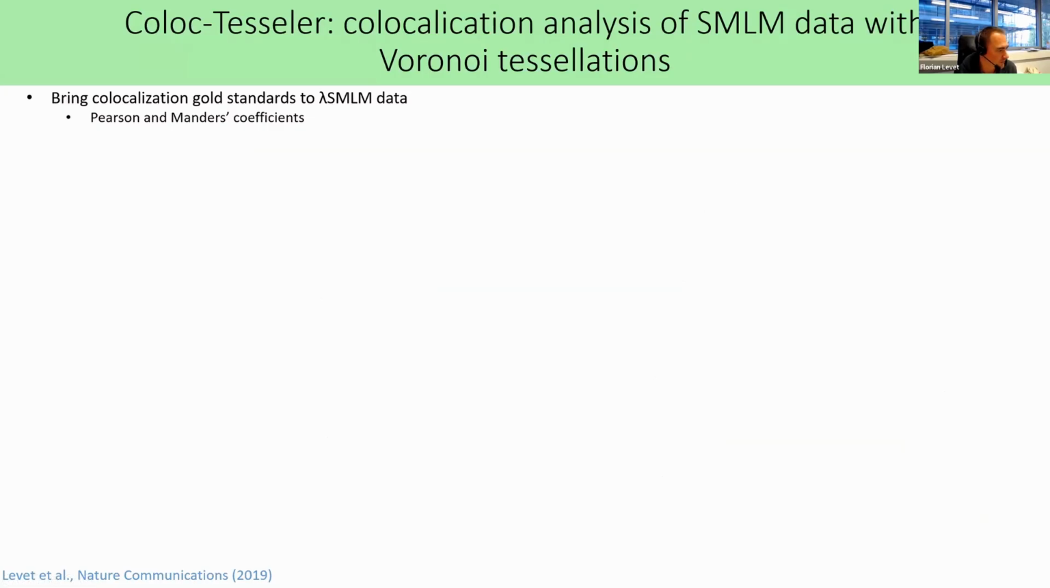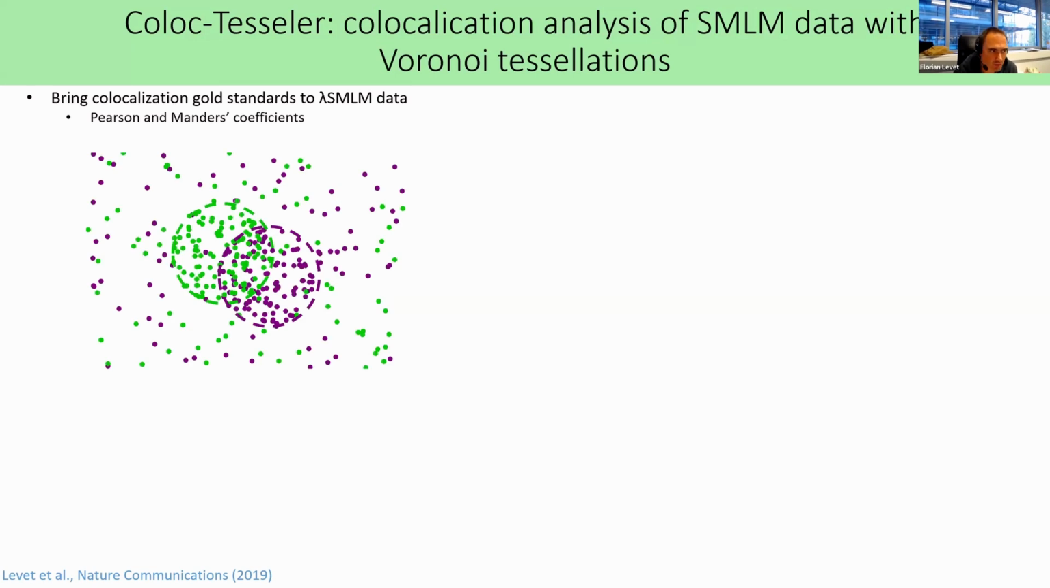The problem is that all of these, we have seen that they are not perfectly robust to the localization density. And even in the case of the coordinate-based colocalization, you have several parameters to use, like the number of bins and the threshold, so it can be quite difficult to manage. And so what we wanted to do is bring the colocalization gold standard to multicolor single molecule localization microscopy data. That means the Pearson and Manders coefficients. And in order to do that, we decided to use the Voronoi diagram as a proxy for the pixels that you would use when you have Pearson and Manders coefficients.